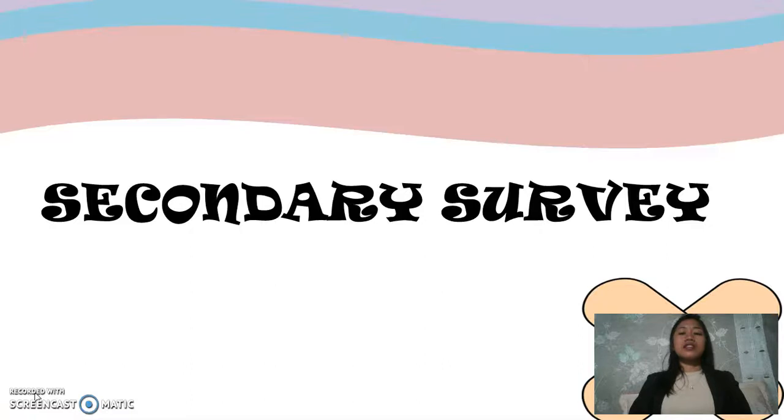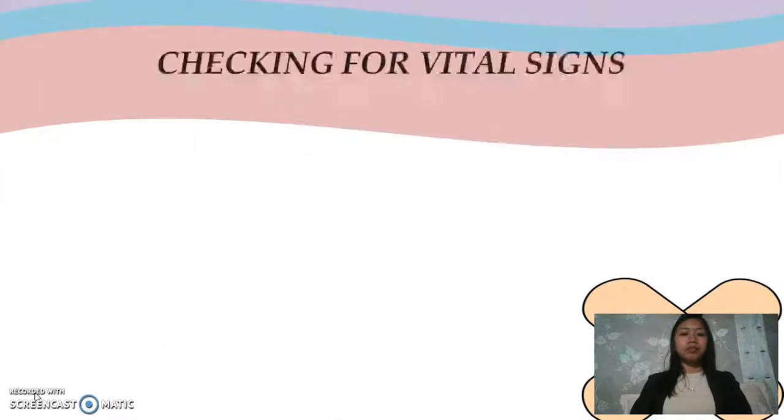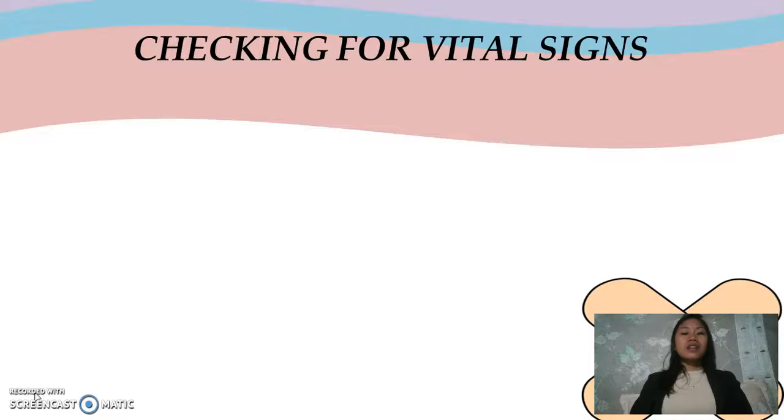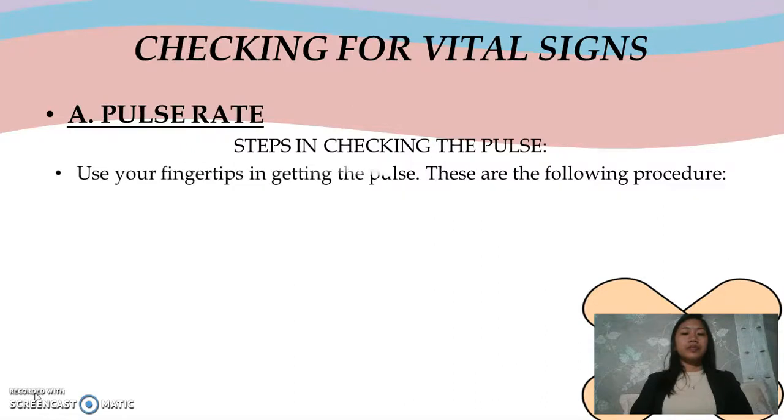Next is the secondary survey. The secondary survey is used when the victim is conscious or has revived. It aims to detect everything about the patient's condition. Checking for vital signs. A. Pulse rate. There are steps in checking the pulse. Use your fingertips in getting the pulse. These are the following procedures.